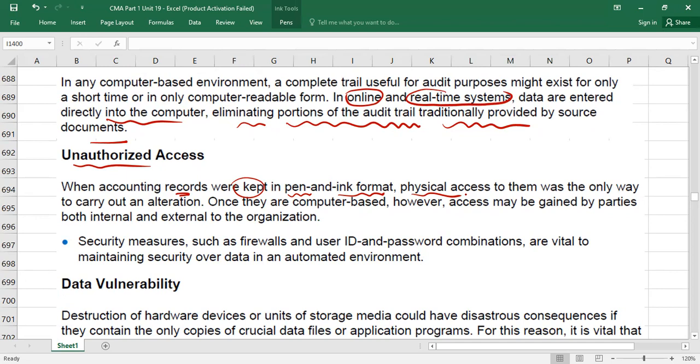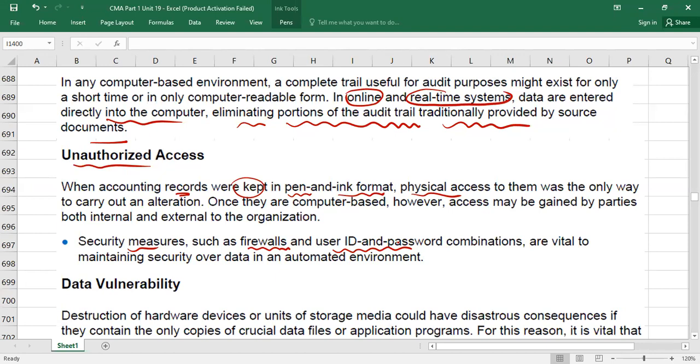Any hackers can hack your system and your network, and they can get unauthorized access to your data and change certain things, right or wrong. So to avoid unauthorized access, we take some security measures. For example, we install firewalls, and we allocate IDs and passwords to each user, to maintain security over the data in an automated environment. So this is the second risk, which is called unauthorized access.